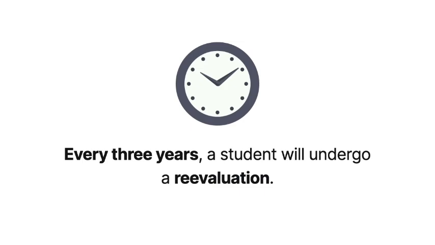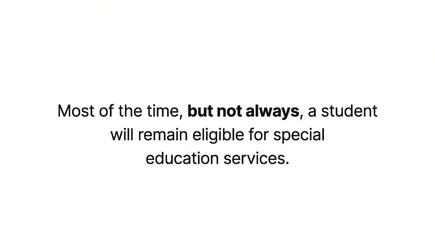However, every 3 years, each student on an IEP will undergo a reevaluation. This process is exactly as it sounds. The student undergoes extensive testing and evaluations to make sure they still need special education services. Most of the time, students remain eligible for special education services, but sometimes students no longer require an IEP after a reevaluation. This 3-year schedule is different for each student.